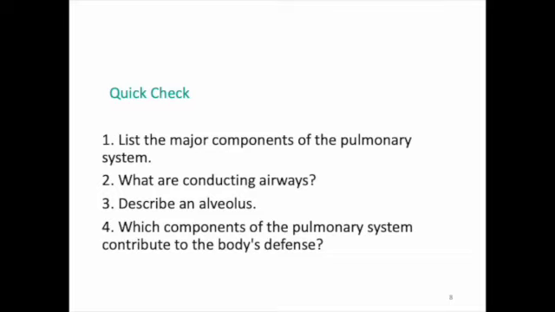Now, if you've reviewed the last few slides, you should, at this point, be able to list the major components of your pulmonary system, starting with the upper airway, connecting by the larynx to the lower structures. You should be able to describe the conducting airways and their purpose, describe the alveolus and the acinus, and think about what components of the pulmonary system contribute to the body's defense. So look back at that chart to answer that question.